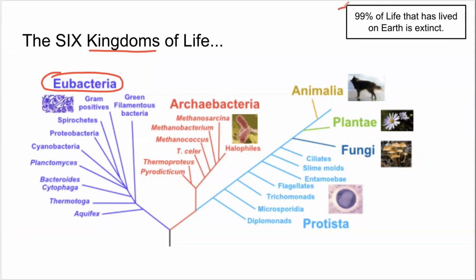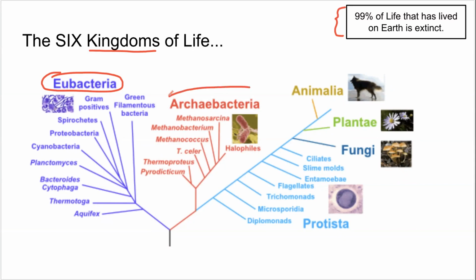With this little bullet point up here, 99% of life that has lived on Earth is extinct. Life is continuously replenishing the Earth, and it's continuously dying off. There are things called mass extinctions, which means that at least 50% of the life on Earth dies off because of some sort of event. We as humans haven't actually been around for any of these mass extinctions, but our ancestors have been.